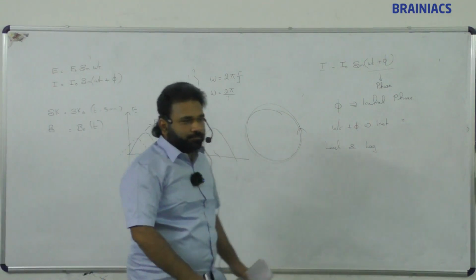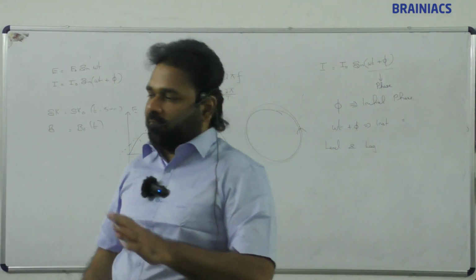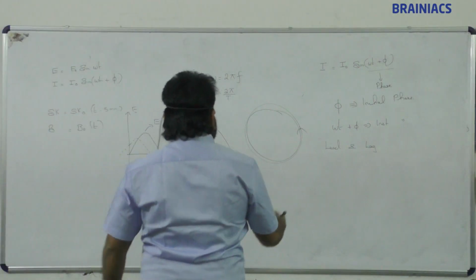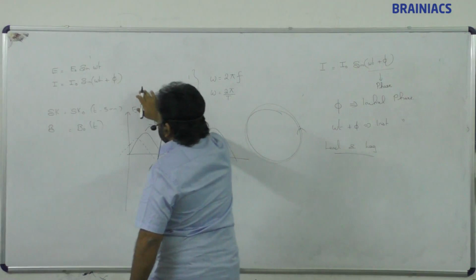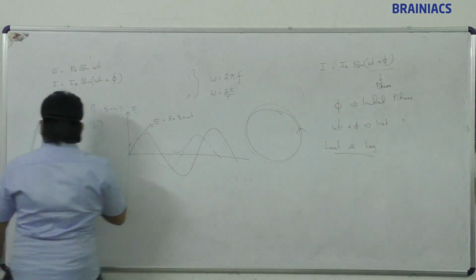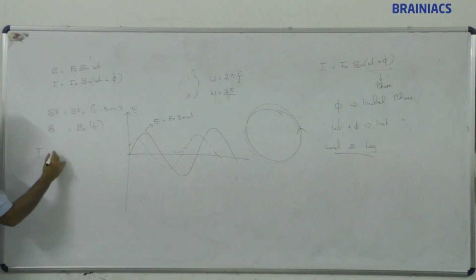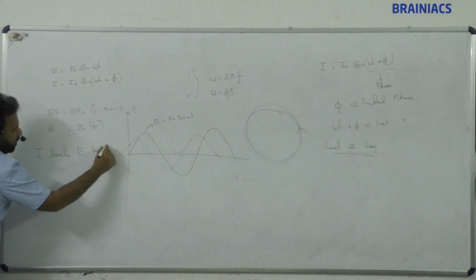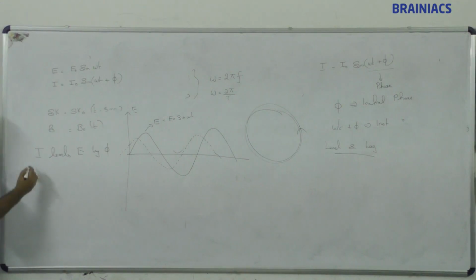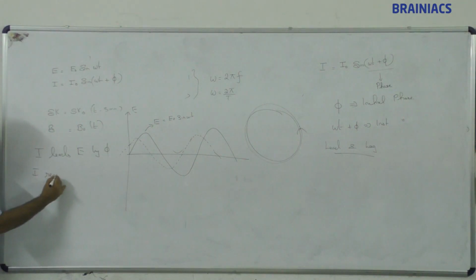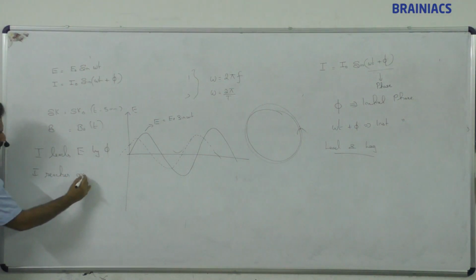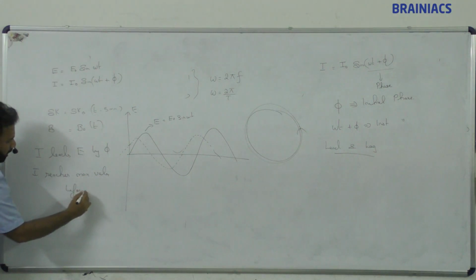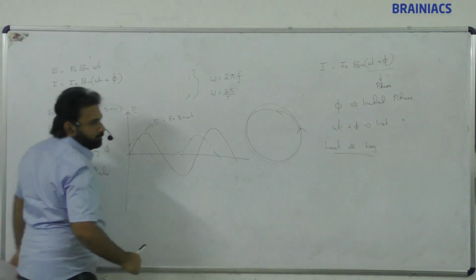So this is what the phase lead or phase lag is. Clear? So phase lead and lag is this. So here I could say that phi, I reaches maximum value before E. Clear?